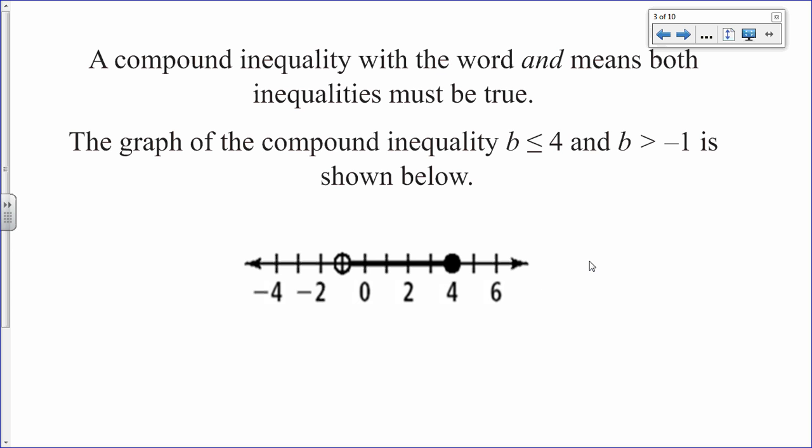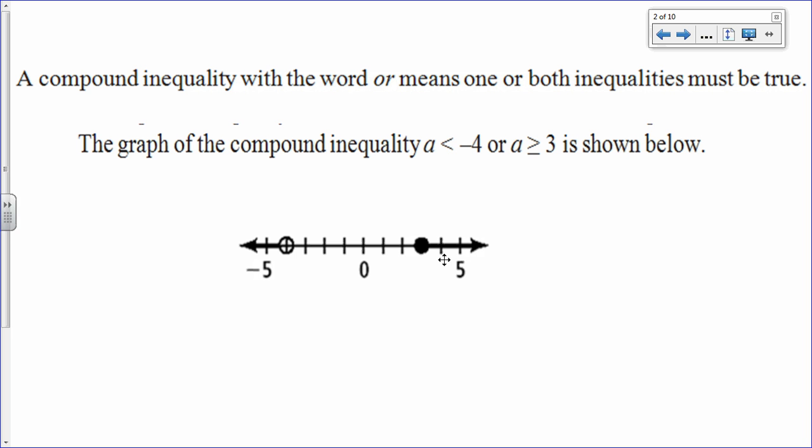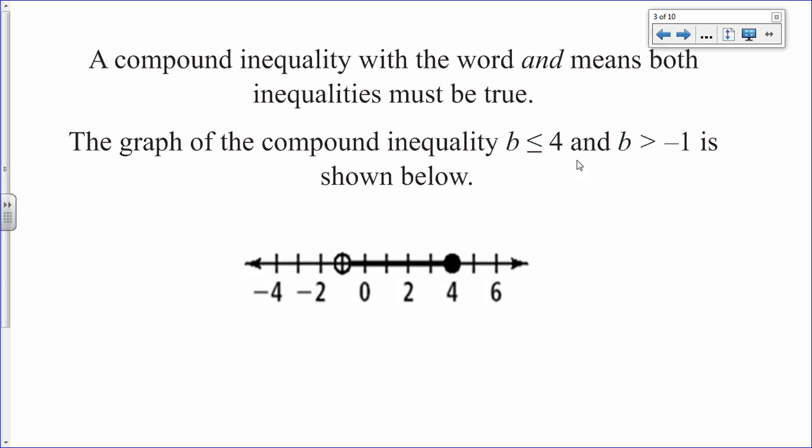to the right. And because the word "and" is in the compound inequality, we're going to take the part that overlaps, because in order to be part of the solution, the numbers have to solve both inequalities. Again, for the word "or," it only has to solve one of the inequalities, either this one or that one. For the word "and," it has to be able to solve both of them. So here we're looking for the intersection of both these sets.